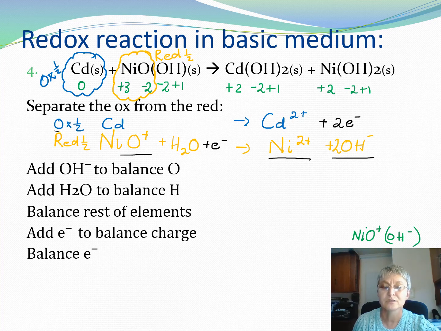To balance the electrons, we need to multiply the reduction half reaction by 2. 2 nickel oxide will react with 2 waters and take in 2 electrons and form 2 nickel 2+ ions and 4 hydroxide ions. Next, we can write a balanced net equation for this reaction.